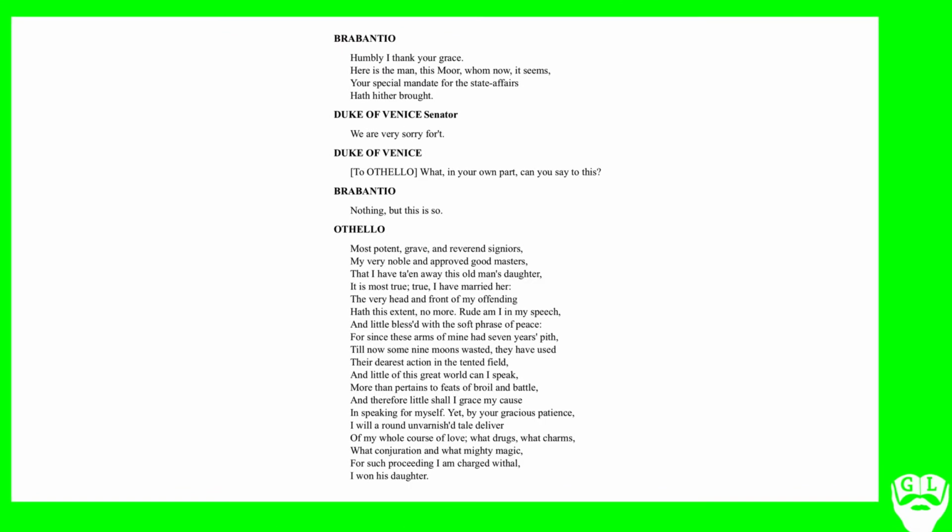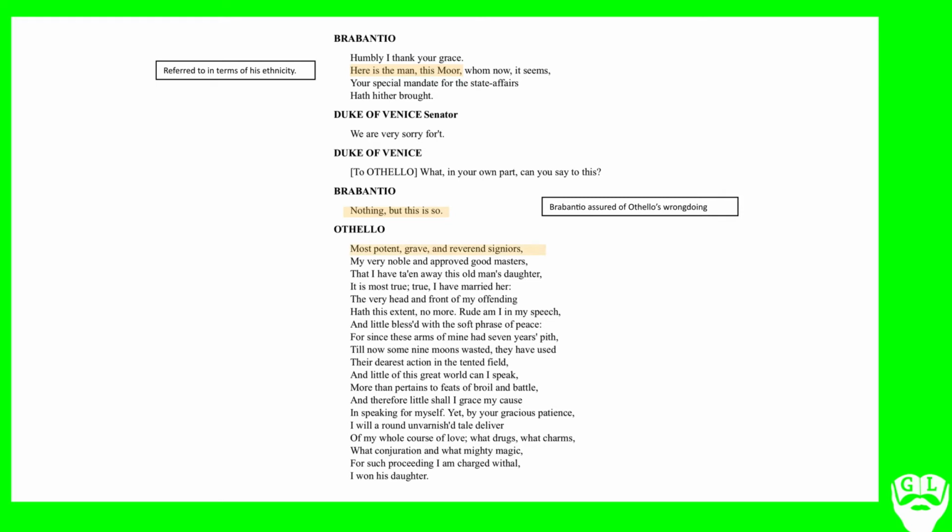So, we then go over to the scene itself where Othello appears. Brabantio says, "Here is the man, this Moor." And then notice again he's referred to in terms of his ethnicity, and Brabantio says, "Nothing but this is so," when the Duke of Venice asks, "What can you say to this?" Brabantio is so convinced that Othello's wrongdoing is that clear, he's assured of it. However, Othello hasn't yet spoken, and what's interesting about what Othello is about to say is we see him at the peak of his powers, the apex of his powers, that is.